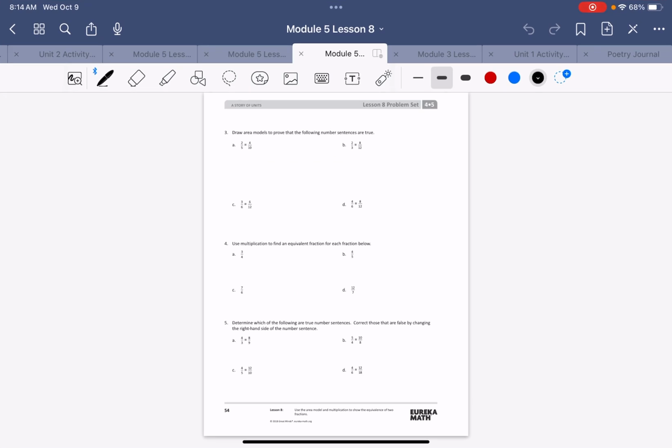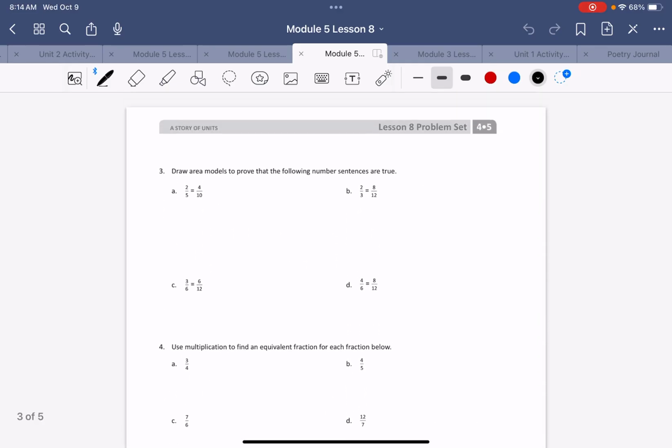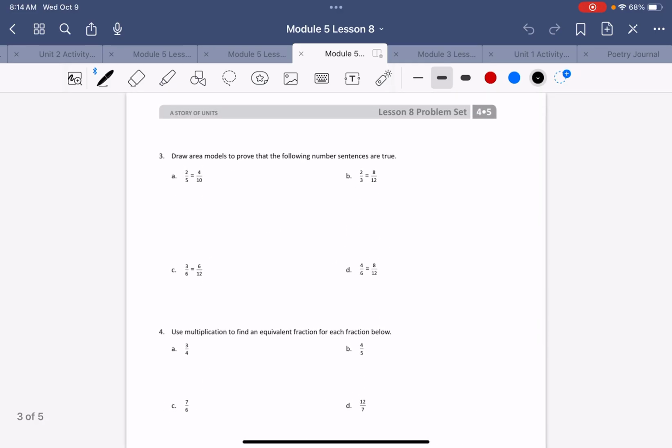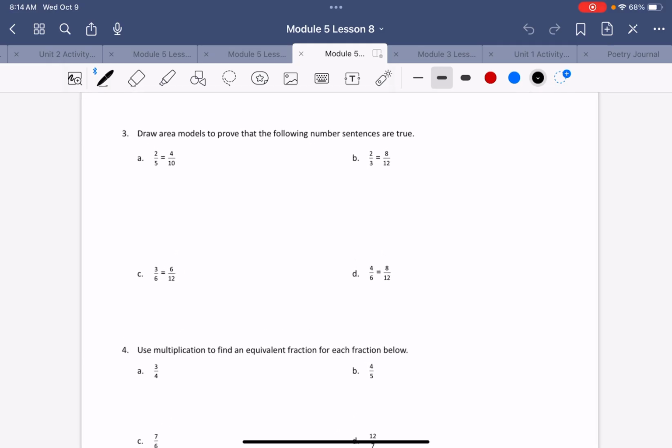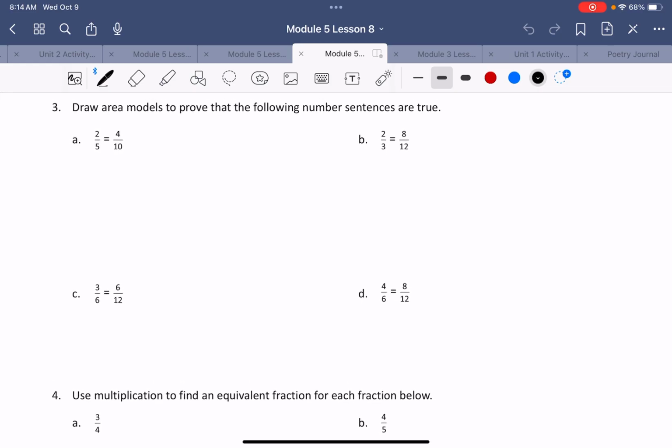Today we will be on page 54. This is lesson 8. Again, page 54. If you need to pause this video at any point in time to write something down, then you can do that. We're going to start on number 3.